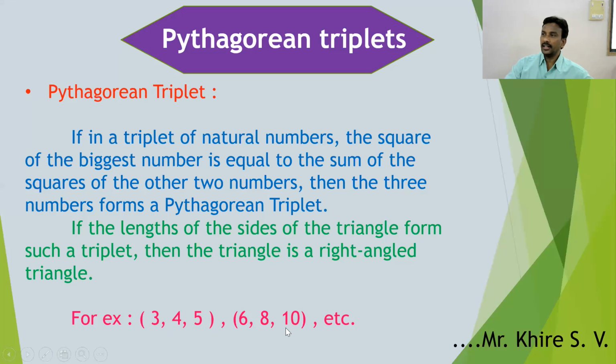Similarly, 6, 8 and 10. These are also sides of a right angle triangle, because 10 square is 100, 6 square is 36, 8 square is 64. Now 36 plus 64 is 100. 100 is equal to 100. 10 is the biggest side, means it is the hypotenuse of a right angle triangle. Therefore 10 square equals 6 square plus 8 square. Therefore this is also a Pythagorean triplet, and these are the lengths of the sides of a right angle triangle. Like this we can take other examples also.